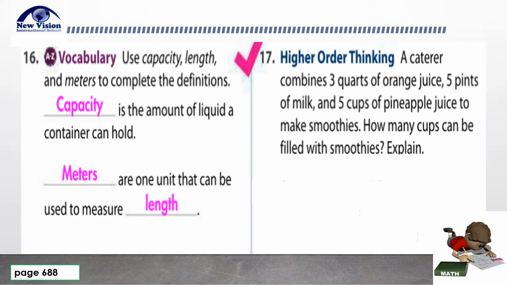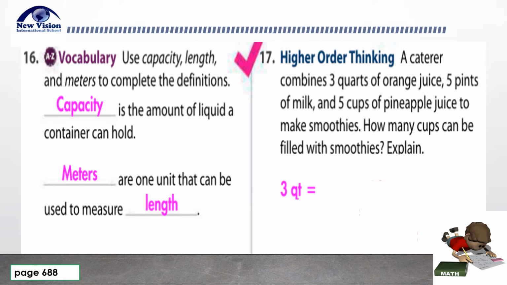Okay, next, number 17. Higher order thinking. A caterer combines 3 quarts of orange juice, 5 pints of milk, and 5 cups of pineapple juice to make smoothies. How many cups can be filled with smoothies? Explain. So we will just add them all. But before that, we have to convert the quarts and pints into cups. Okay, because the question is how many cups can be filled with smoothies?